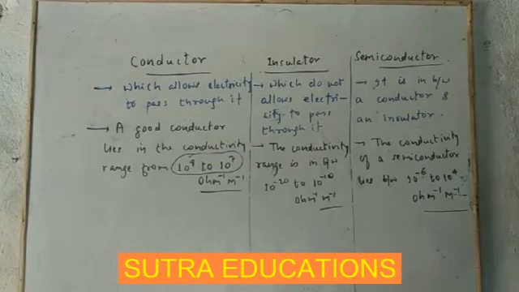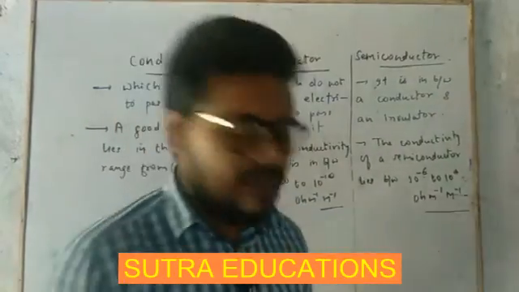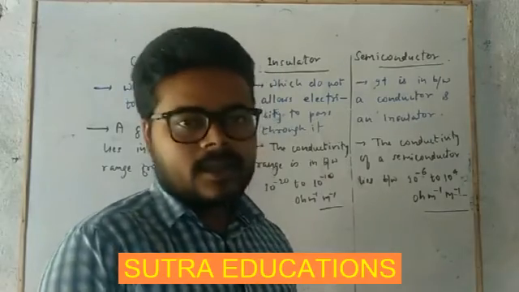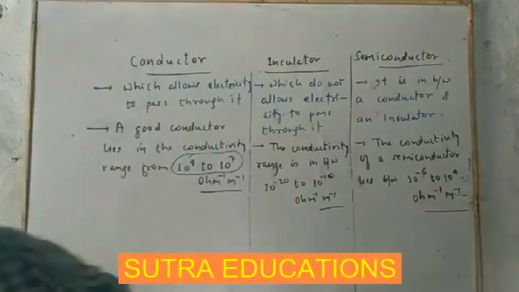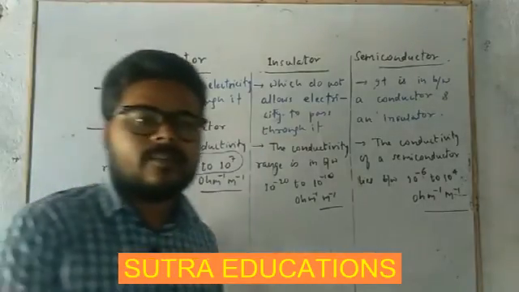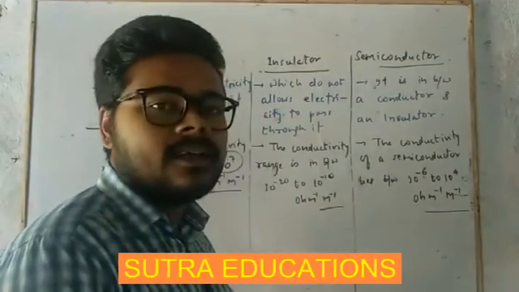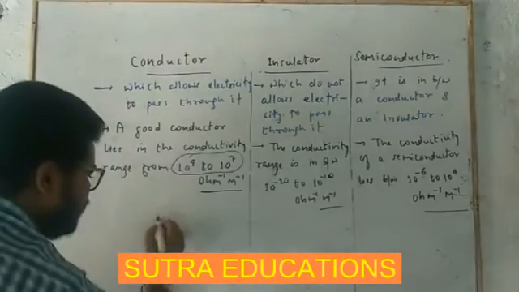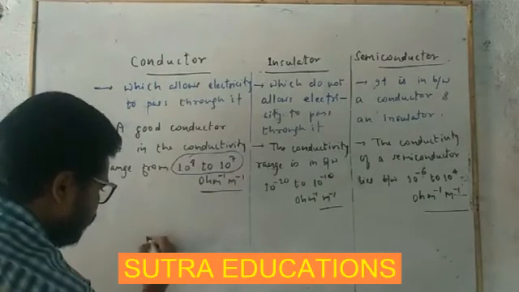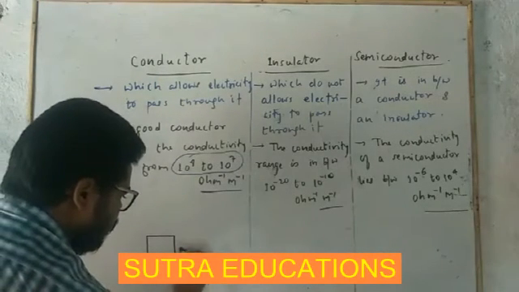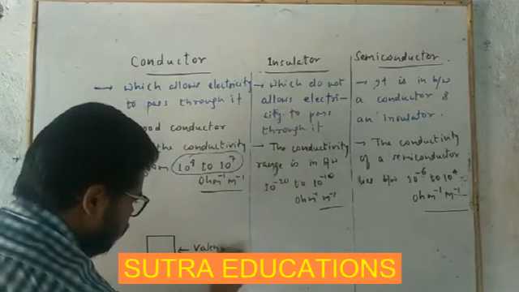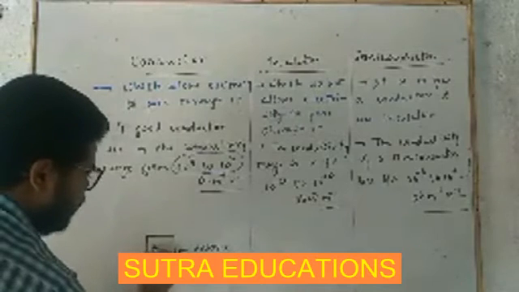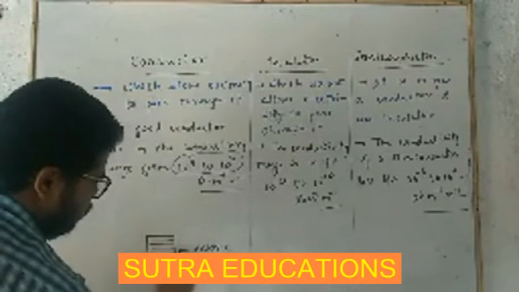Now come to the most important point. What happens in case of conductor, insulator and semiconductor? I told you there are two types of band. One is valence band and other is conduction band. So in case of solids, what happens? I told you valence band are those bands where electrons are present. So this band is filled.